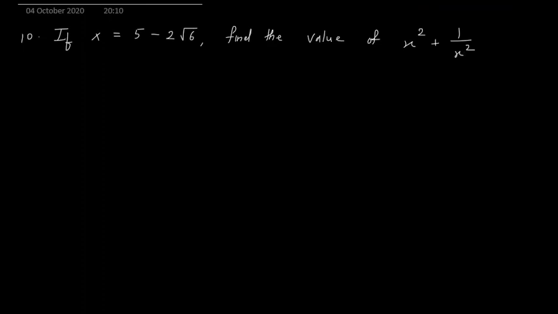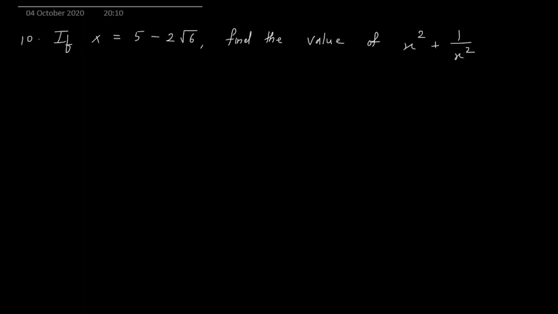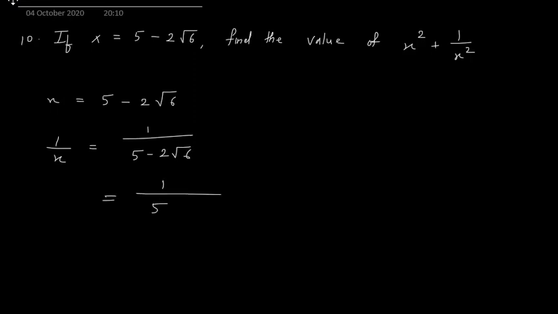10th problem: if x is equal to 5 minus 2 root 6, we have to find the value of x square plus 1 upon x square. So here again we have to find first the value of 1 upon x. So 1 upon x is 1 upon 5 minus 2 root 6. Now I rationalize it. So it will become 1 upon 5 minus 2 root 6 into 5 plus 2 root 6 divided by 5 plus 2 root 6.